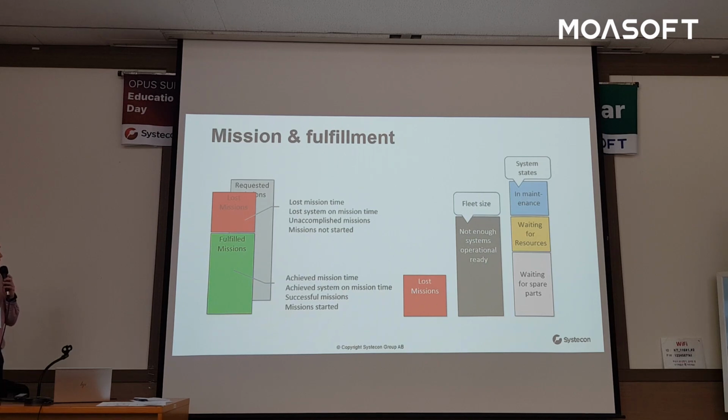And then they are represented as different states of the systems. So if the systems cannot operate, there is a reason for it, and they can either be in maintenance, so we're actively working on the system in some way, or they can be waiting for resources. We're not working on the system because there is no personnel who can do it, or we can wait for spare parts. So we missed a spare part, so we're waiting for that. Okay.